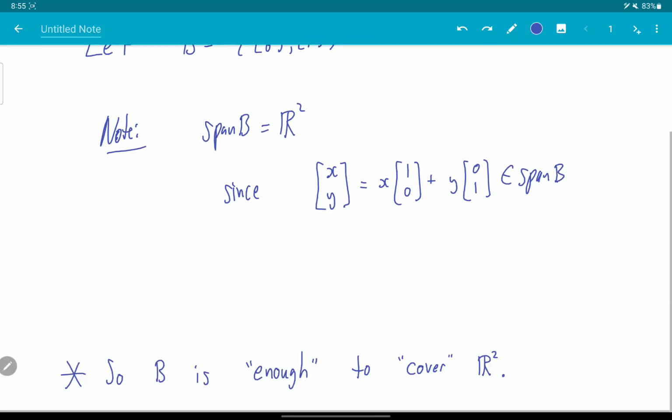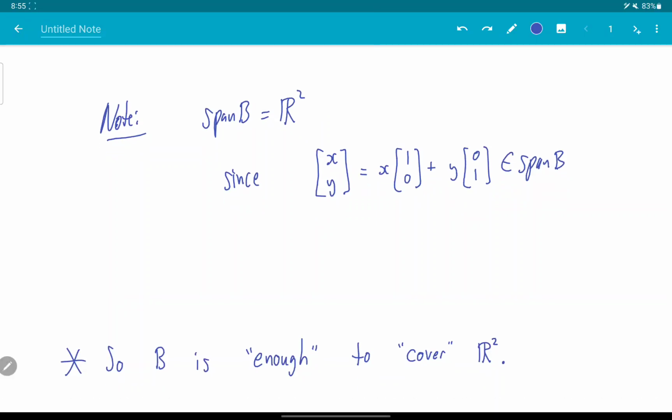So we say, for now, in unmathematical and vague language, but I think it'll help motivate, we say that B is enough to cover R2, okay, in the sense of the span B equaling R2.